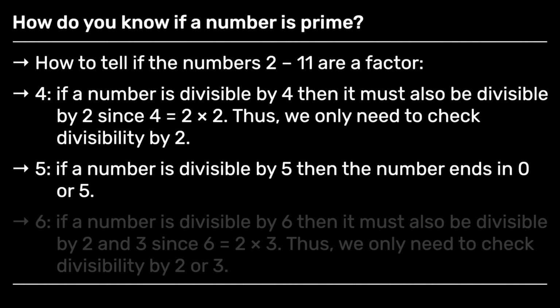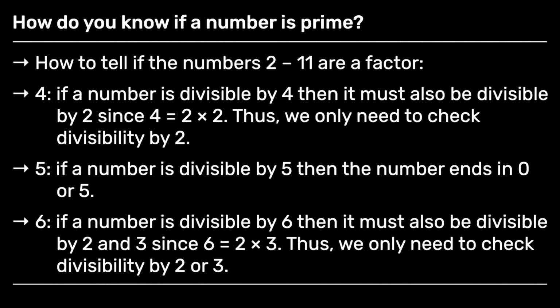Division by 5. How do we know if a number is divisible by 5? Well, that's pretty easy. If it's divisible by 5, the number must end in a 5 or a 0. Again, an easy check. If your number finishes in a 5 or a 0 and it's above 5, it can't be prime. It must be composite. Composite being the opposite of prime.